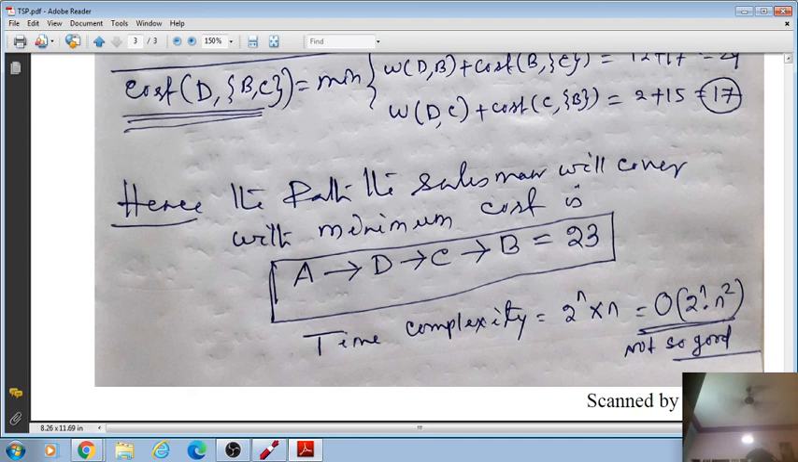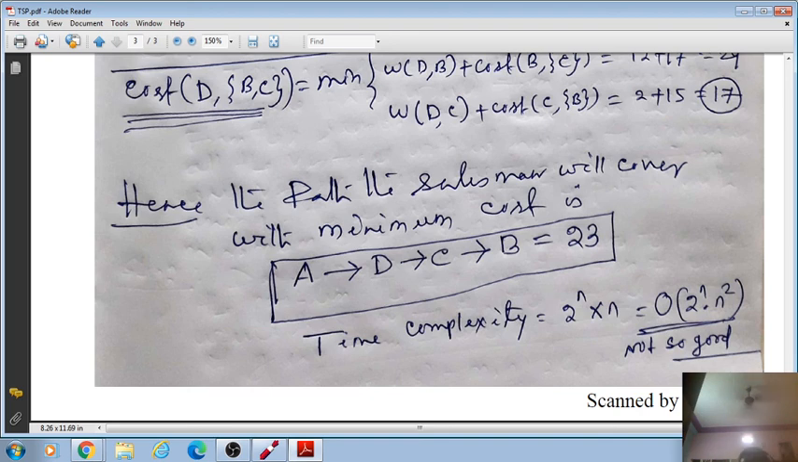If you go to complexity, for every path there are 2 to the power n possible paths. So you will find it for n number of times, so it will be order of 2 to the power n times n squared. This is not a very good complexity, but still it is better than the brute force approach.